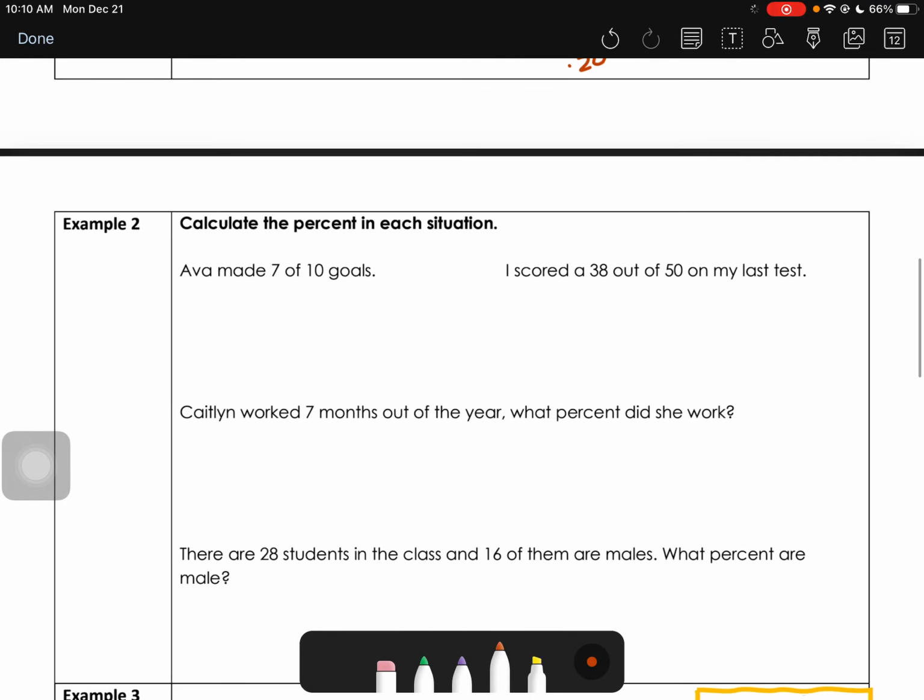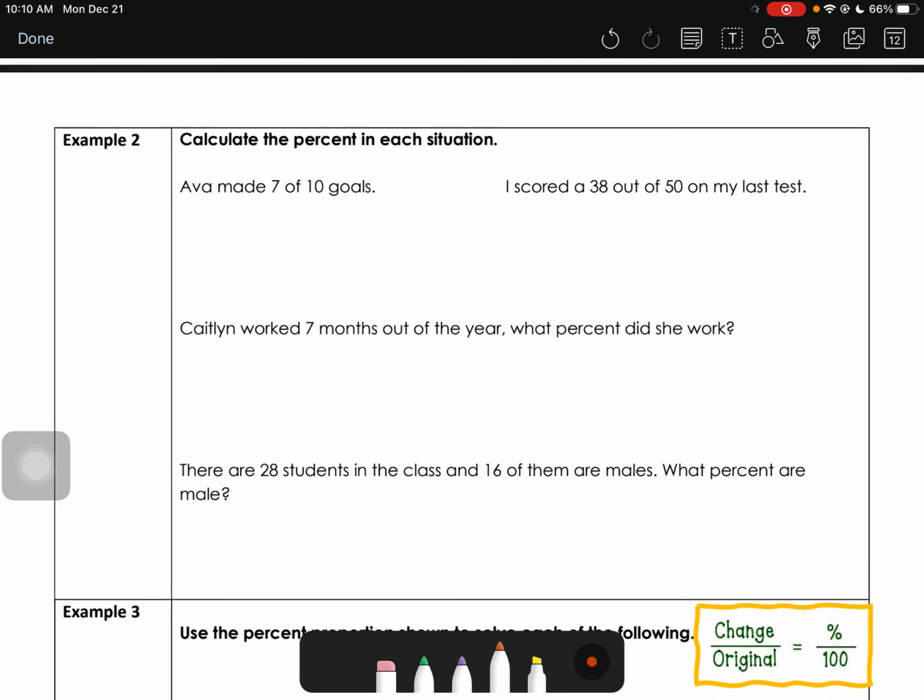So now we want to calculate these word problems using that percent formula. So remember that part over whole equals percent over 100. So part 7 out of the whole of 10 equals percent over 100. And when we use the word percent, since we don't know it and we're calculating that, we can put a variable. So what did we multiply times 10 to get 100? It would be 10, and so 7 times 10 would be 70%.